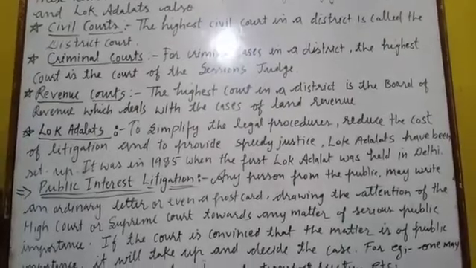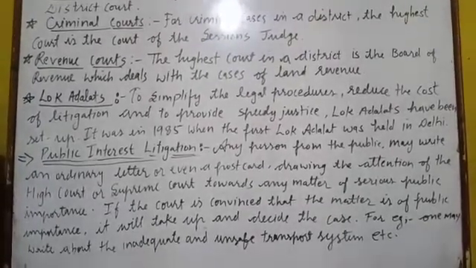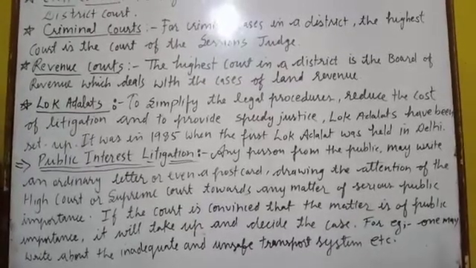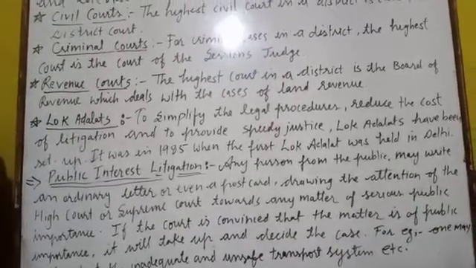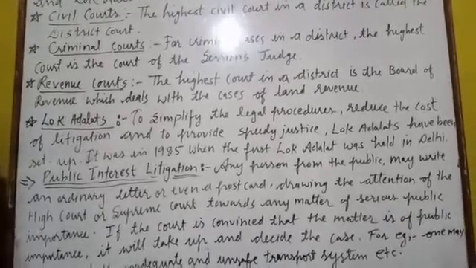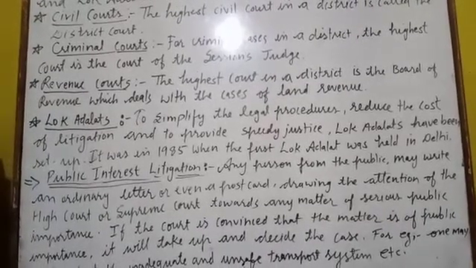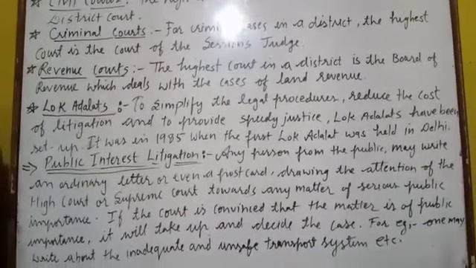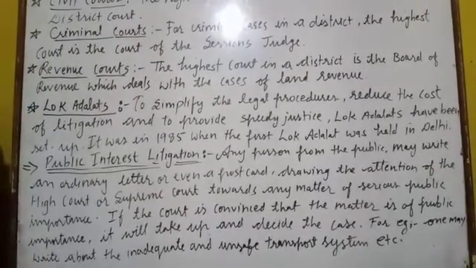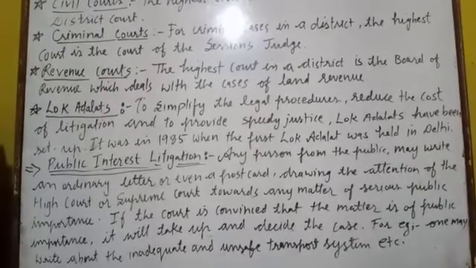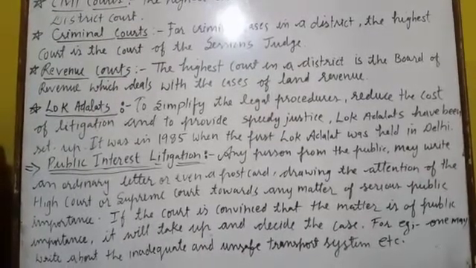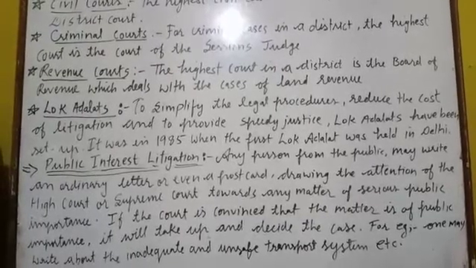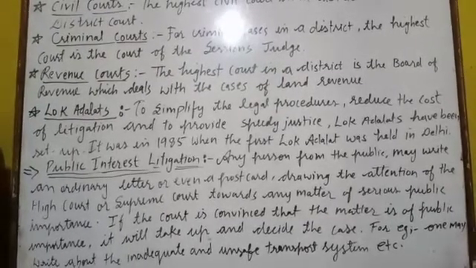Now, criminal courts. For criminal cases in a district, the highest court is the court of the Session Judge. Below this court, there are courts of magistrates of first, second and third class. In big cities like Delhi and Kolkata, first class magistrates are called metropolitan magistrates.